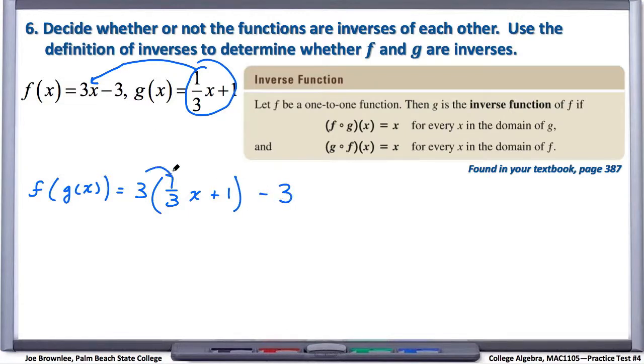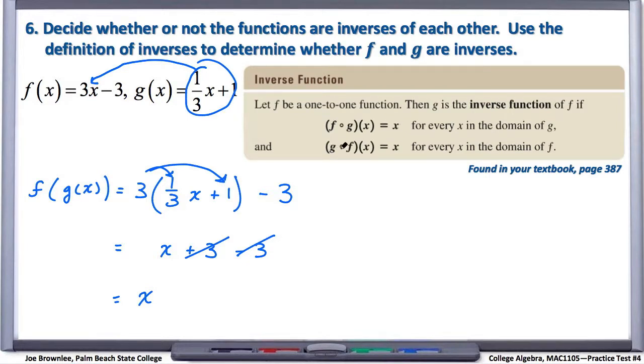All right, we can go ahead and distribute this 3 on the outside, and so what we end up with is 3 over 3x plus 3 minus 3. But we know that 3 over 3 is simply 1, right? And so we can say x plus 3 minus 3. Here we can see that plus 3 minus 3 cancel. And so indeed, we do end up with a single x. We were able to simplify it down to a single x. So things are looking good.